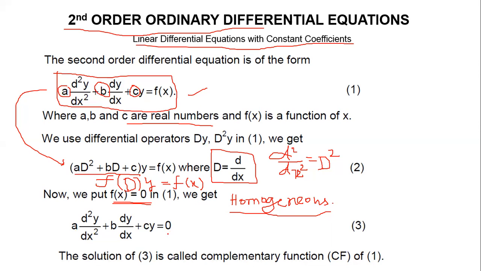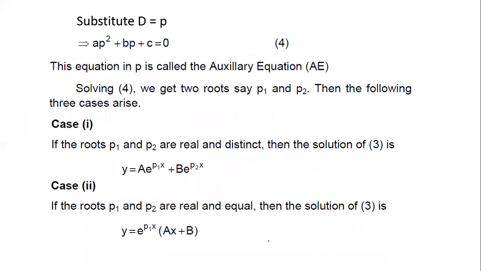Now we can see that in case the right hand side equal to 0, then the solution of this equation is called the complementary function. When the right hand side equal to 0, it is known as the homogeneous equation. The solution of the homogeneous equation is called the complementary function. Now we will see how to find the complementary function of the problem. How to find the complementary function. So it is a procedure.